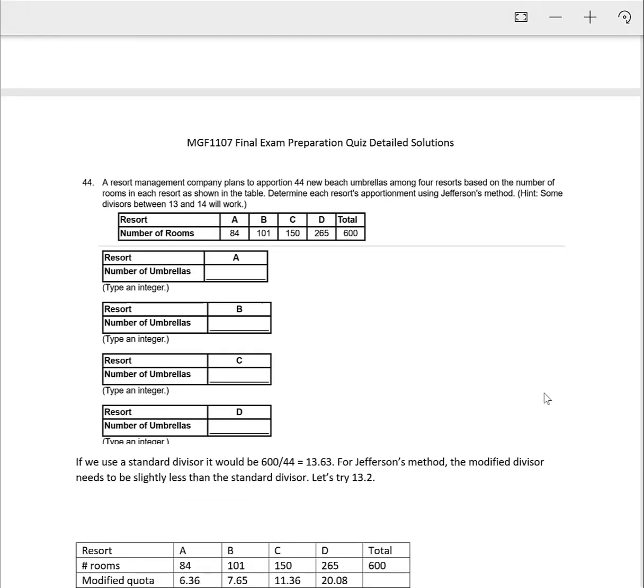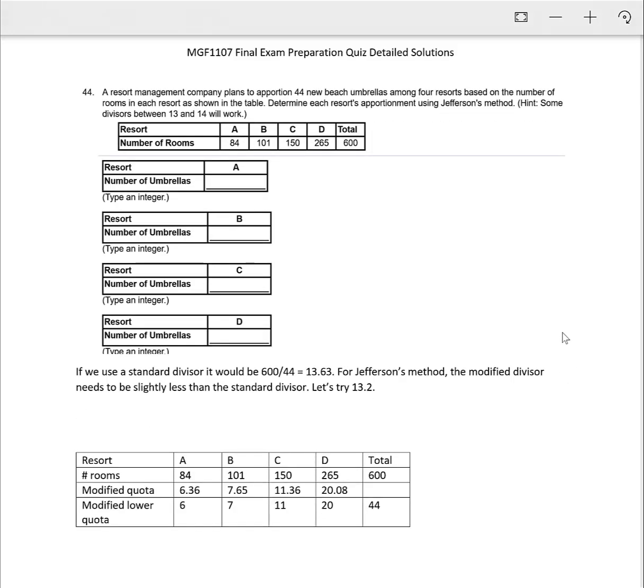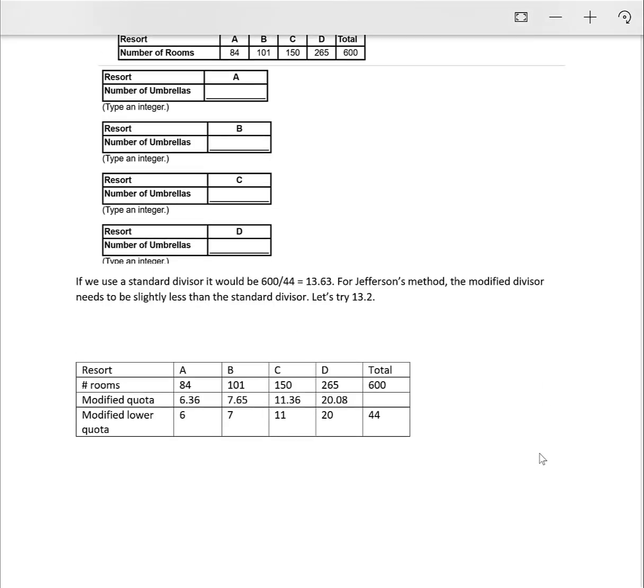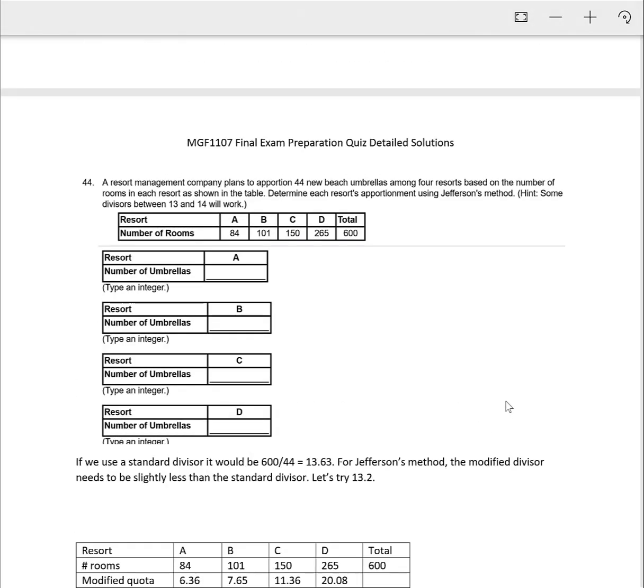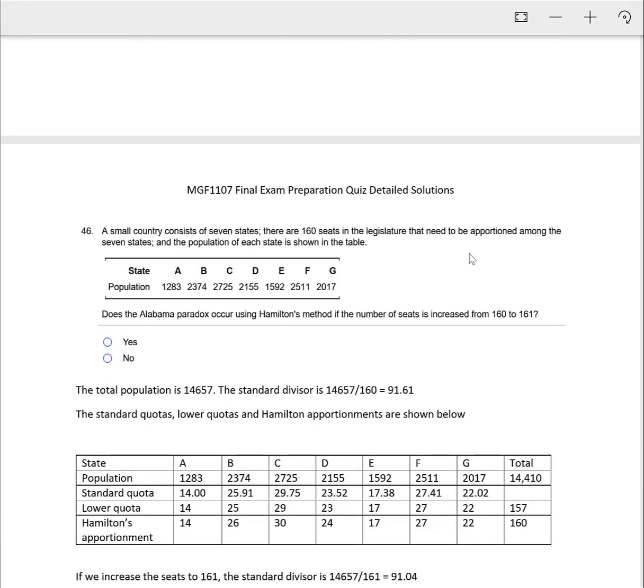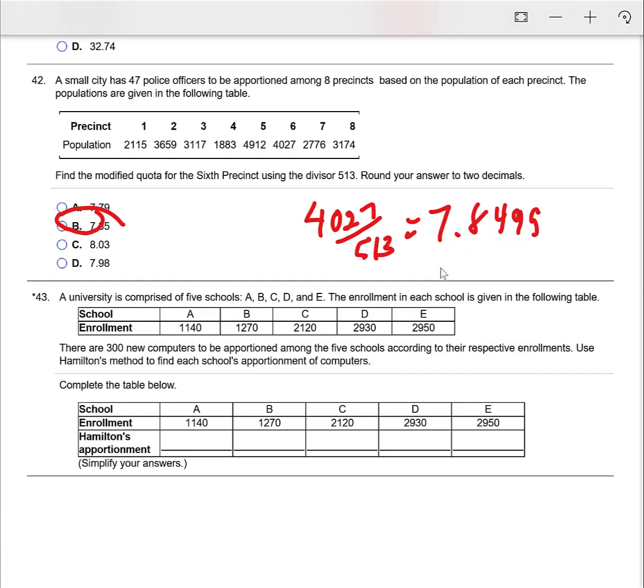Number 44, we're going to do Jefferson's method, and they're giving us a tip to use a divisor between 13 and 14. The standard divisor, with the total number of rooms being 600 and 44 umbrellas to allocate, is 13.63. I just took a shot at using 13.2, and I've got my modified quotas here. We always round down, and actually that worked out. So there's the answer for number 44.